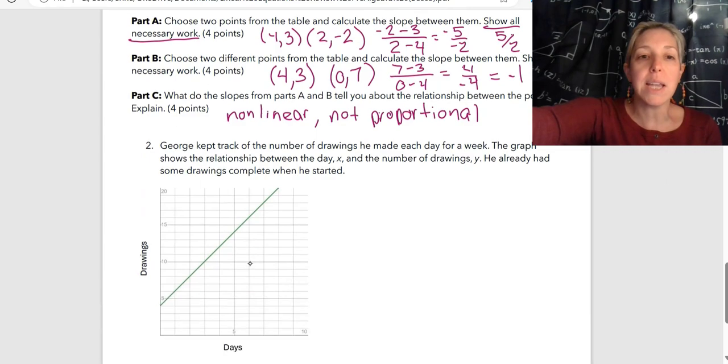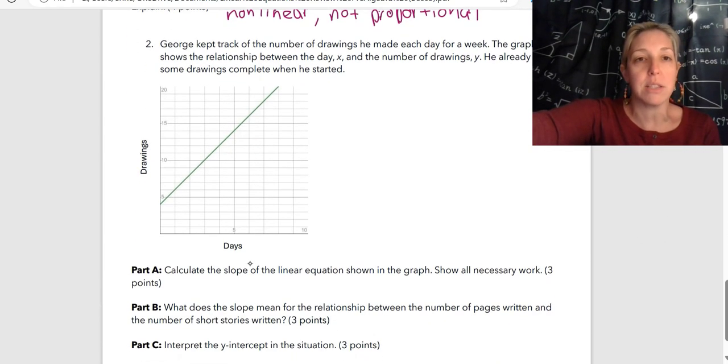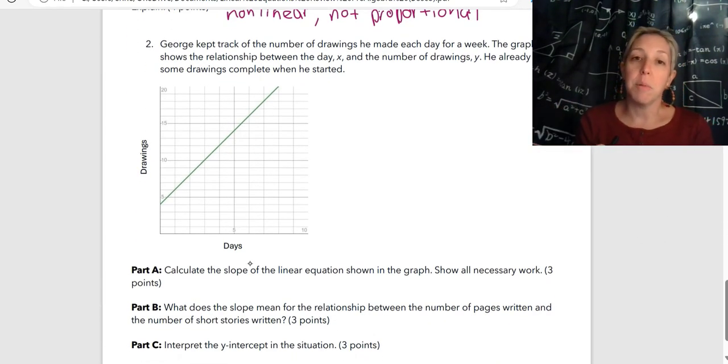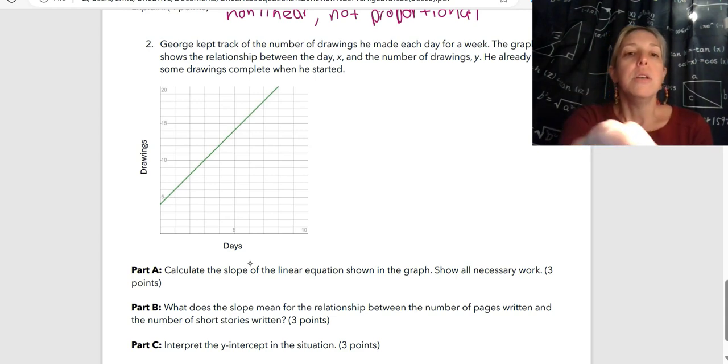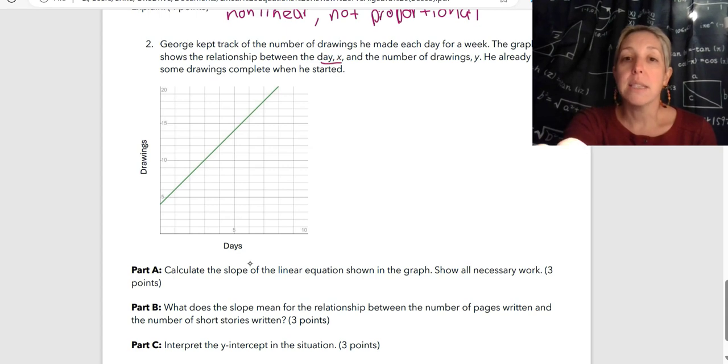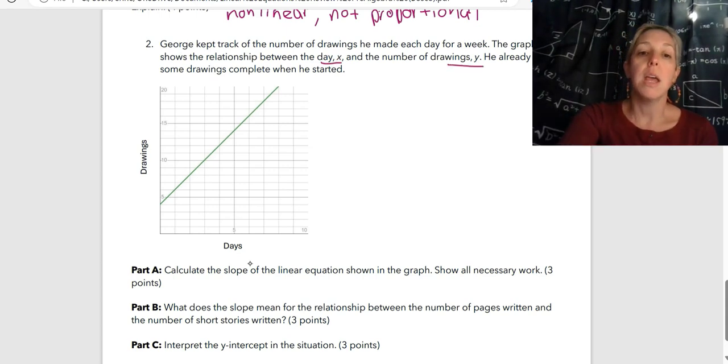So then looking down at the second short answer, you're going to have a graph on this one. Again, very similar to this. It's a little different because I didn't want to give you the answers to the test, but if you have these notes, it'll help you solve it. So George kept track of the number of drawings he made for each day of the week. The graph shows the relationship between the day, X, and the number of drawings, Y. He already had some drawings complete when he started. Calculate the slope of the linear equation shown in the graph, show all necessary work.